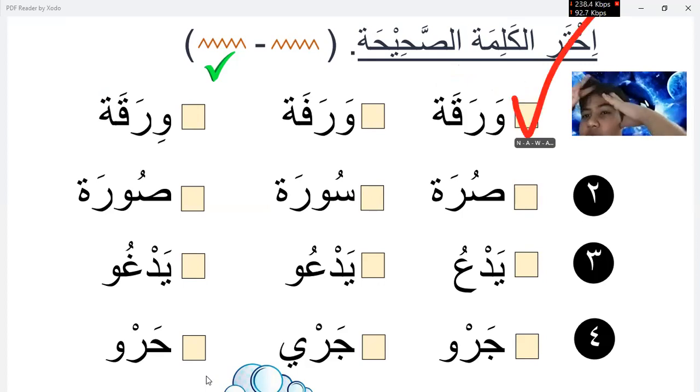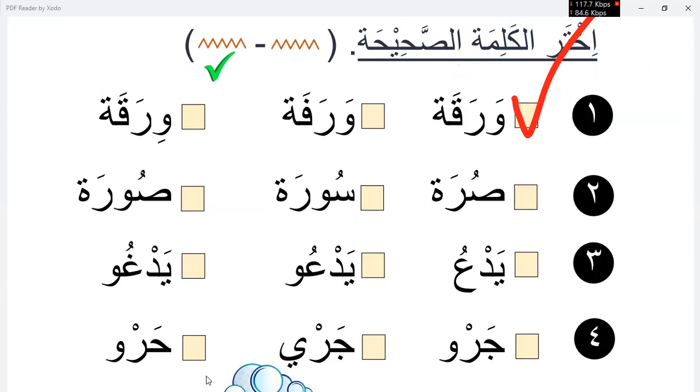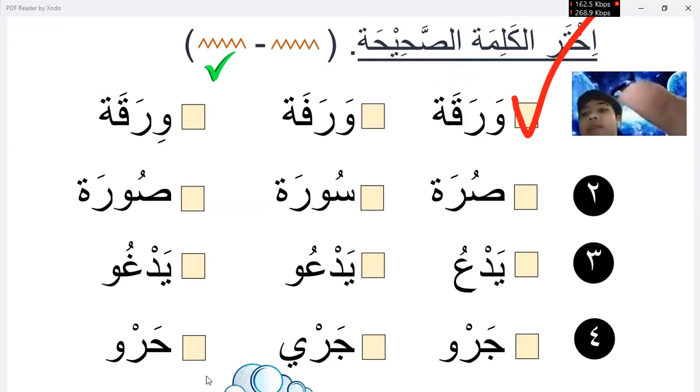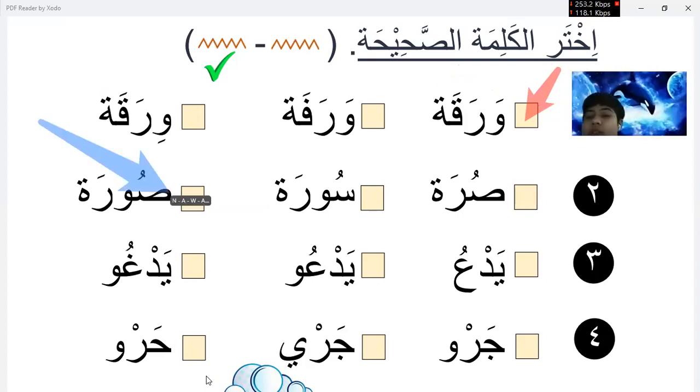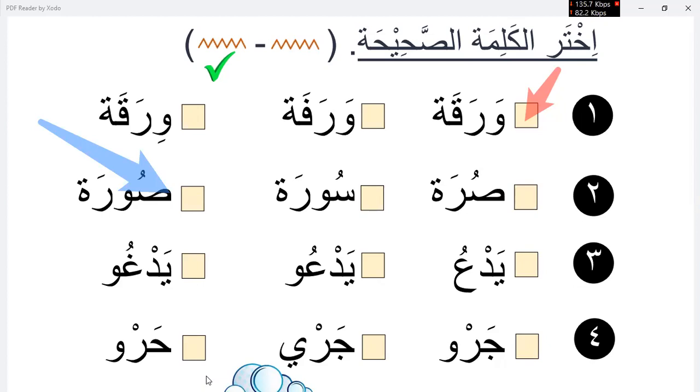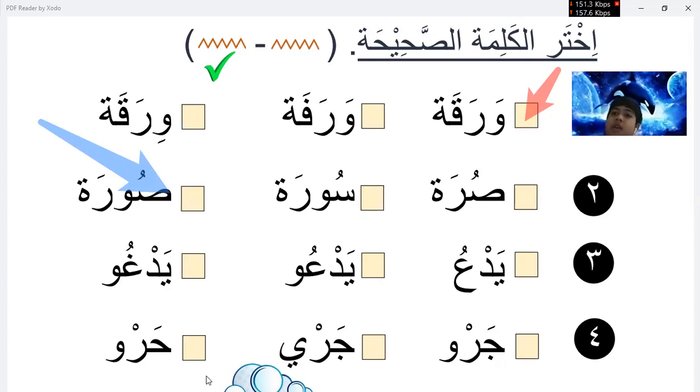The next one is Surah. Which is it? Surah. It's gotta be the... let me think. So, I'm being so smart right now. Okay, the answer for the first one is that. The answer for the second one needs to be this. Yes, correct. Next. Yad'u. I think both of the sides were gone, so it's gonna be the middle.